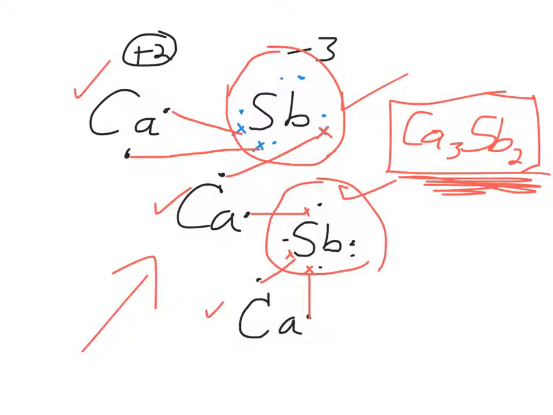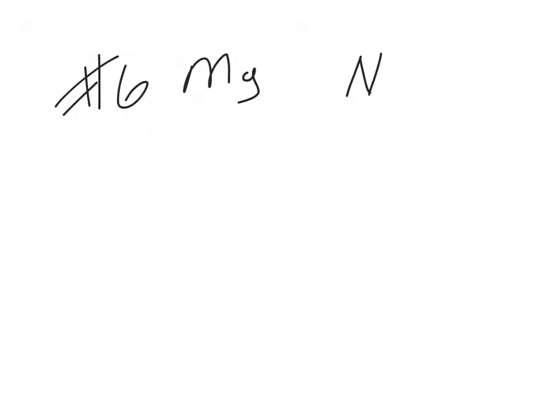Boys, if you're already ready and you don't need any more examples, then go ahead and get started. Do we need to do one together? You want to pick one from your assignment? Okay, pick one. Tell me which one. Number 6. Number 6 is magnesium and nitrogen.